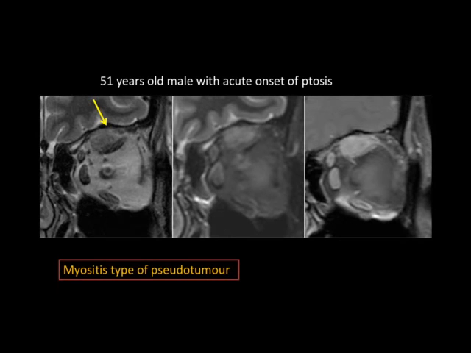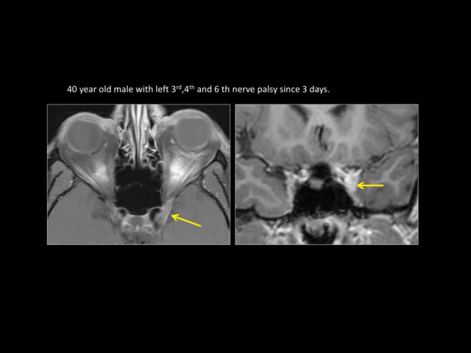Anyways, here I've marked this, basically acute onset ptosis. Now you see an ill-defined lesion involving only the levator palpebrae. This is the superior rectus, you can see it separately. So this is actually myositis, a myositis type of pseudotumor. This is Tolosa-Hunt when it involves the cavernous sinus and the apex.